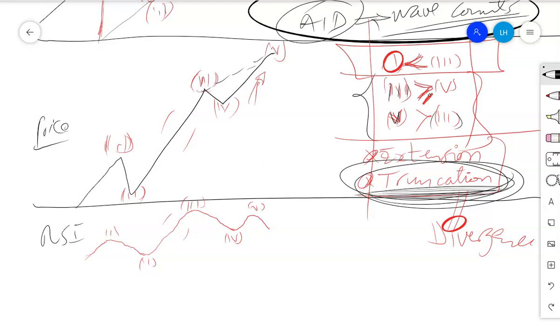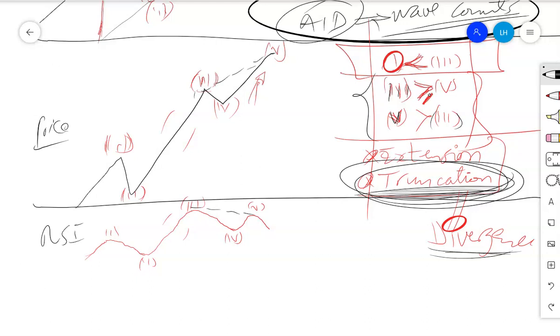The price is still rising, but the volume indicator is falling. So when the price is still rising and the volume has fallen, technically I can explain this in that way. Now the price is still making higher highs, but RSI has failed to make higher highs. This is what we call divergence.